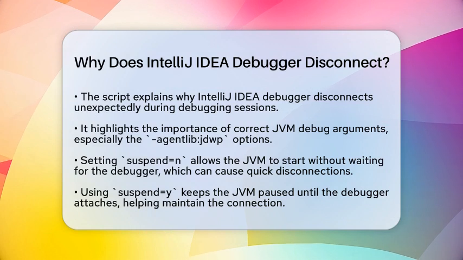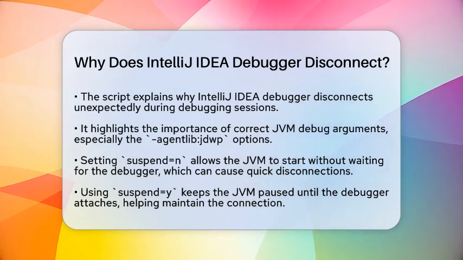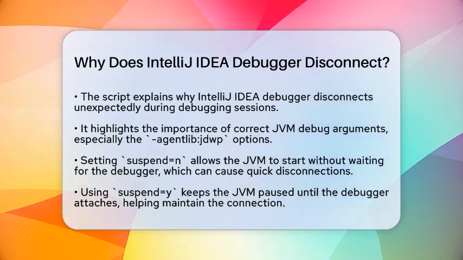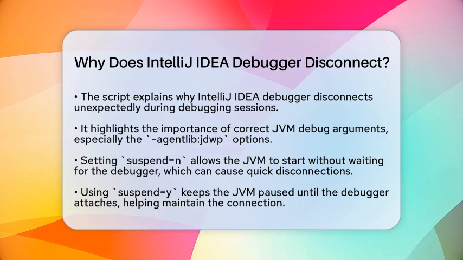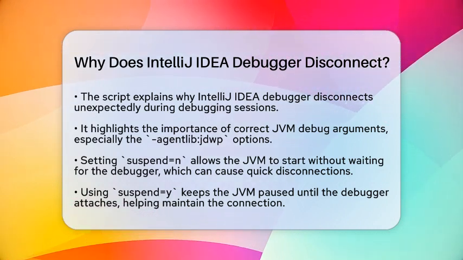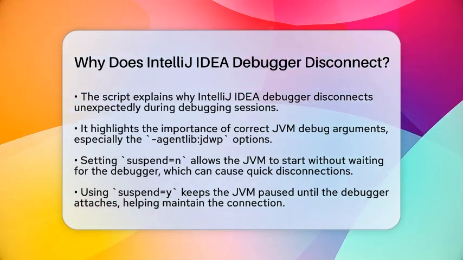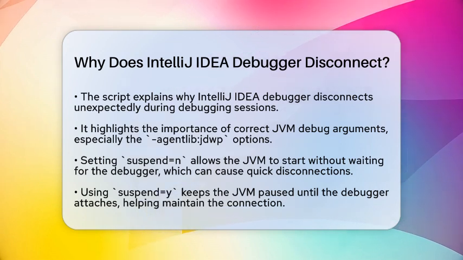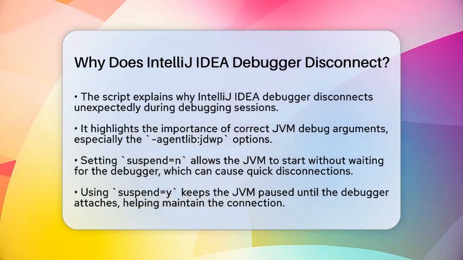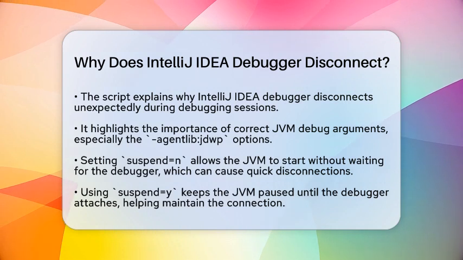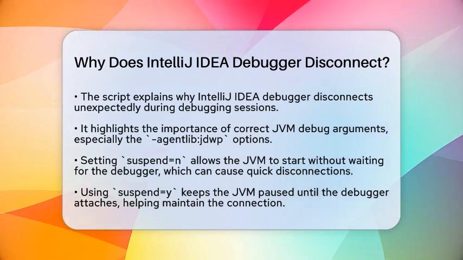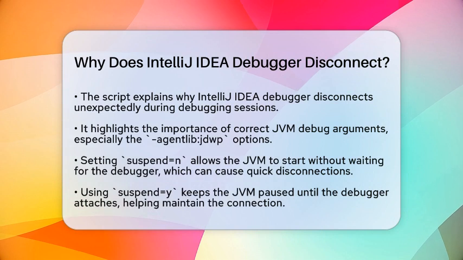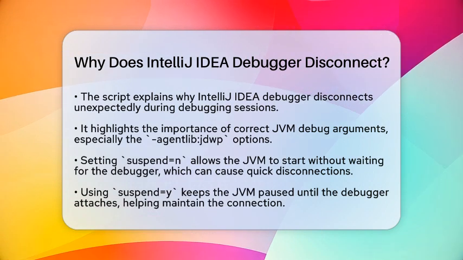When you run your Java or Kotlin application in debug mode, the Java virtual machine must be started with specific arguments. These arguments tell the JVM to listen for debugger connections. For remote debugging, a common JVM option is -agentlib:jdwp=transport=dt_socket,server=y,suspend=n,address=1001.